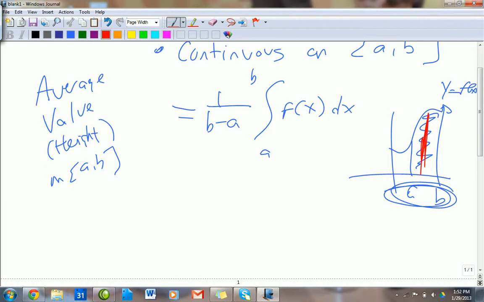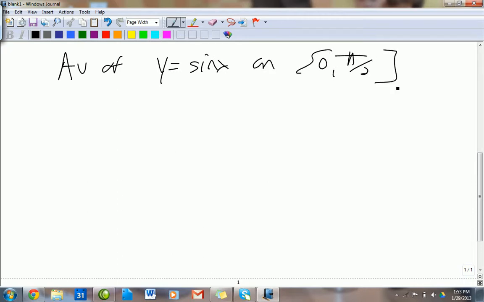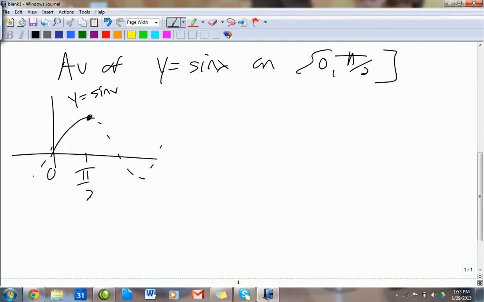Okay, so here's an example. It ain't so bad. Let's find the average height, or average value, of the sine function on 0 to pi over 2. Let's get a little visual of what's going on. Here's part of that sine function. Here's pi over 2, here's 0. And of course that continues on ad nauseum. And that goes all the way up to 1.